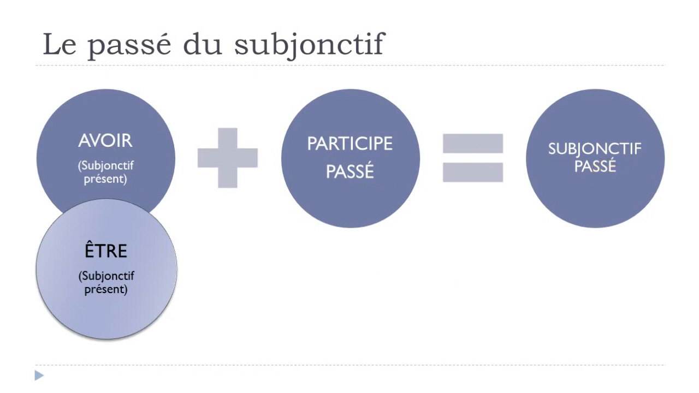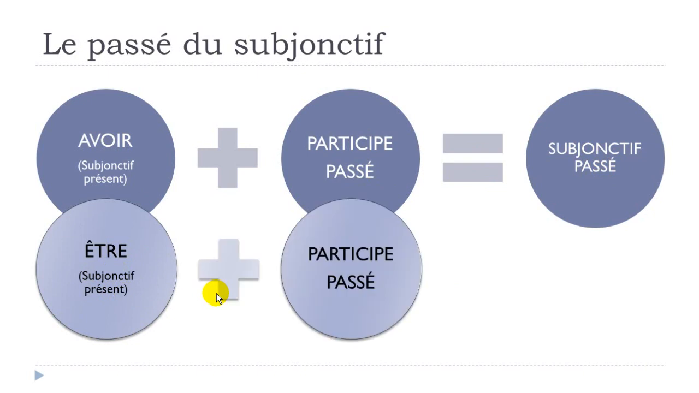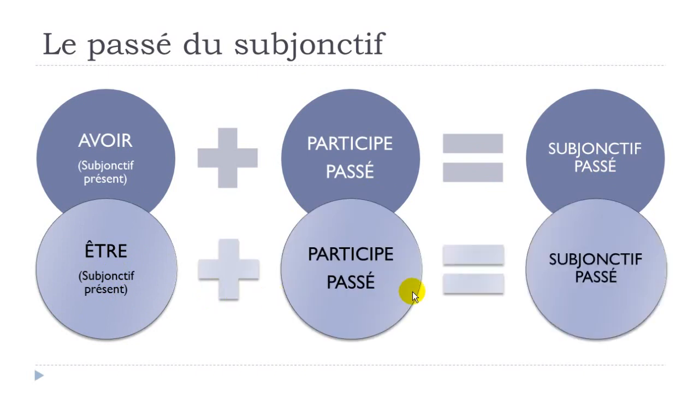Or, in some cases, you will use être at the subjonctif présent form, then the participe passé, and you will get your subjonctif passé. So it's quite interesting because this passé du subjonctif is not really tricky when you think about the way it is made, okay? Because it will follow exactly the same rules as we've been seeing so far.